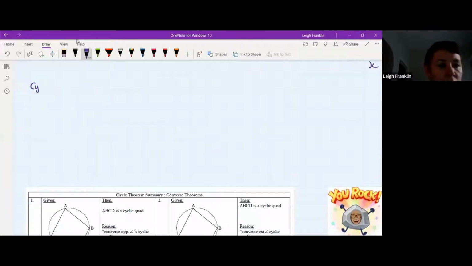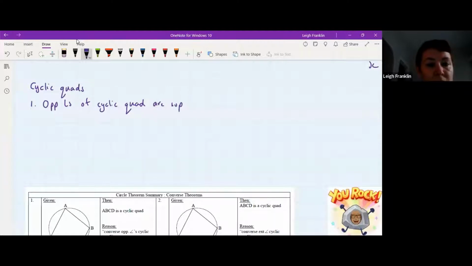So when it comes to cyclic quads, the two things that you always need to remember is, number one, the opposite angles of a cyclic quad are supplementary. So that means they add up to 180 degrees. And the second thing that we need to remember is that the exterior angle of a cyclic quad is equal to the opposite interior angle.